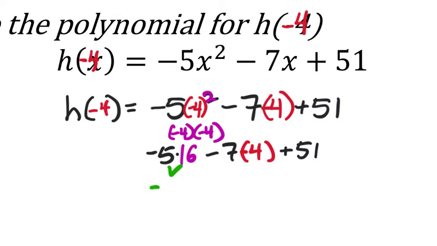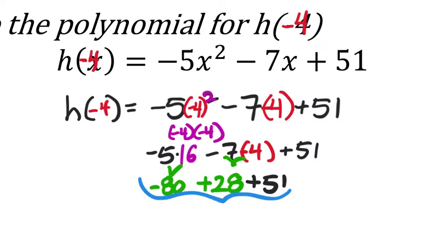Negative 5 times 16 is still negative 80 there, I guess. But negative 7 times negative 4 is going to be positive 28 there. Now we'll add 51. And I said I couldn't do this in my head before. I still can't, so I'm still going to use a calculator. Negative 80 plus 28 plus 51. Did I hear 1? Oh, I got negative 1. Thanks. See, now I'm worried. But yeah, I got negative 1 out of that, and that should do it.